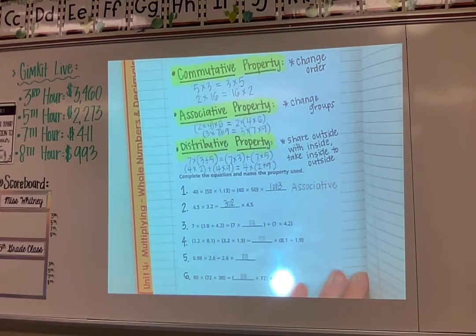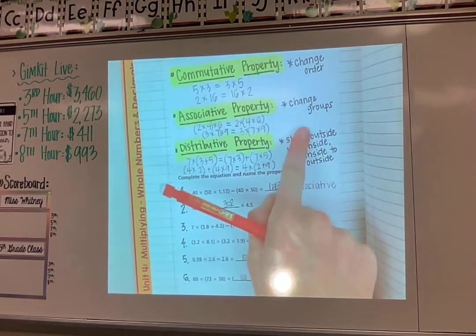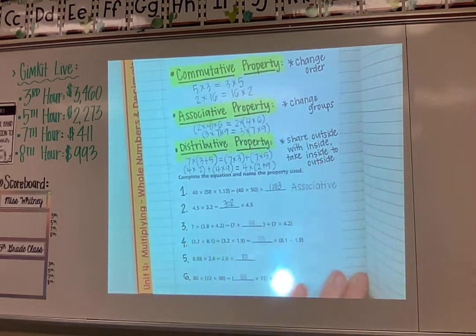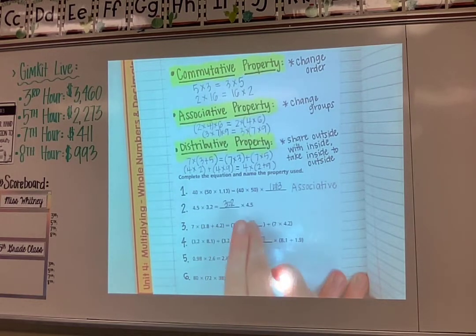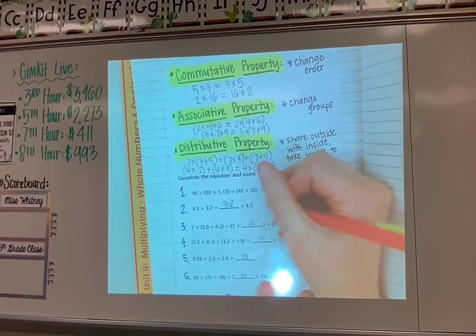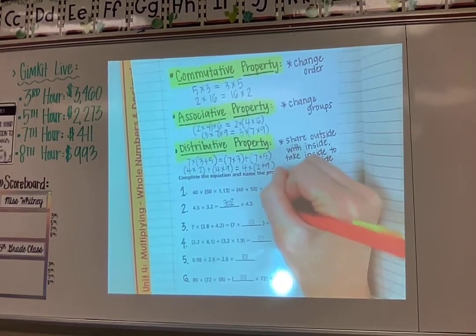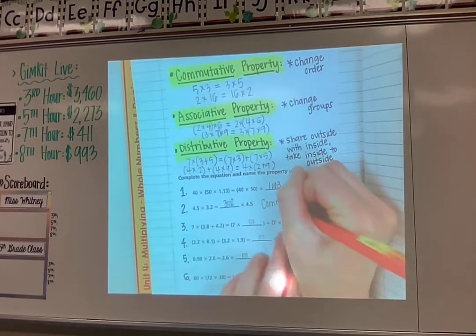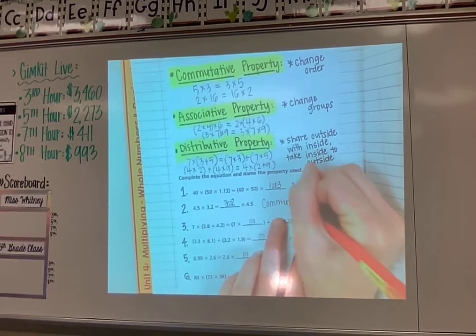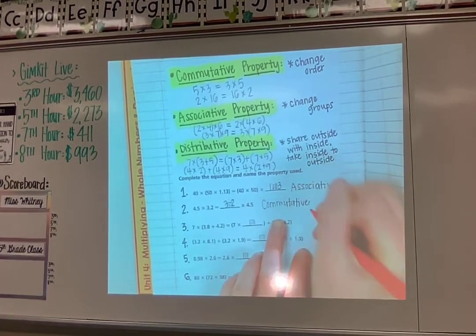And then I have to determine which property they are using. So looking here and here, what did they do? Did they change the order, change the groups, or share the outsides and insides? Well, if I look, all they did was swap the order, so that would be the commutative property. I would just write commutative. You do have to do these on your homework, so make sure that you're paying close attention to these examples so that you know how to do them.